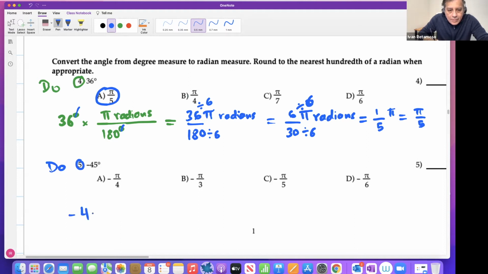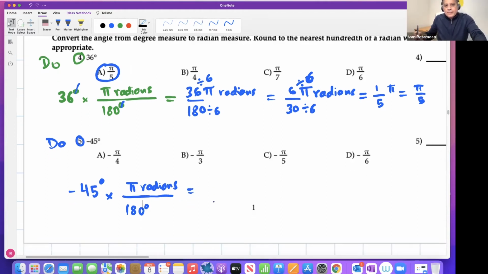Number five, convert this negative 45 degrees into radians. And the hint again is multiply by this conversion factor, 180 on the bottom, pi radians on the top. Let's try to do that. And the answer is going to come out negative, right? So it's okay. Remember, in trigonometry, we can talk about positive or negative angles, because it just means that the rotation was done in a clockwise direction for a negative angle. Try, guys, try. And then we will do it the other way around.